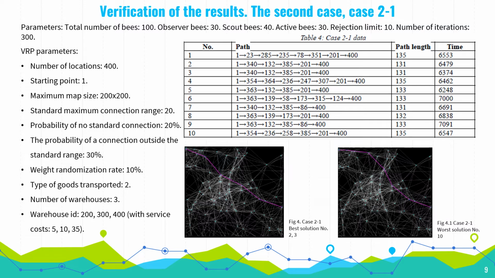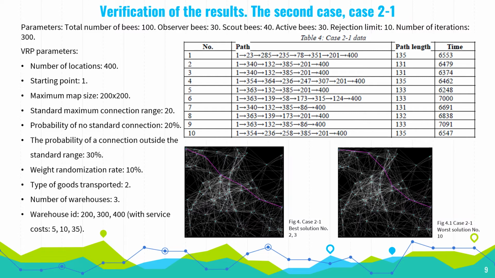Verification of results, case number 2.1. In this case, the parameters changed. There are more bees. There are 100 bees, including 30 observer bees, 40 scout bees, 30 active bees, and the rejection limit equal to 10, number of iterations 300. So we have more bees, more iterations, and in this case, as we can see, we could find the total path length of 131. It was in case number 2 and number 3.